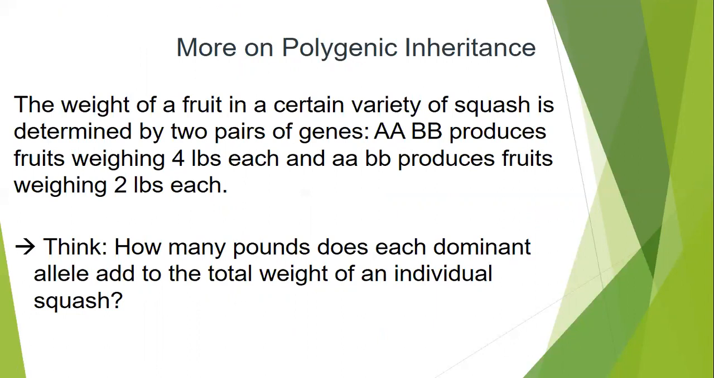More on polygenic inheritance. When we have these multiple alleles that fall into place with certain characteristics, like fruit, we're going to have this information that capital A, capital A, capital B, i.e. all dominant traits, are going to produce a fruit weighing 4 pounds. Let's pretend it's a squash. Over here, when you have lowercase a, lowercase a, lowercase b, that's going to produce fruits weighing 2 pounds each. That means that each of these traits has some kind of a weight associated with it.